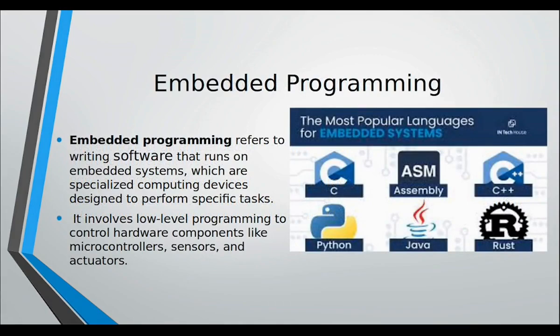Embedded programming refers to writing software for devices with limited resources. It is low-level programming often done in embedded C. It focuses on hardware control, including sensors, actuators, and microcontrollers. Efficiency, speed, and real-time execution are crucial in embedded programming. It is a low-level programming. So these are the popular languages that is used for embedded systems for writing code.